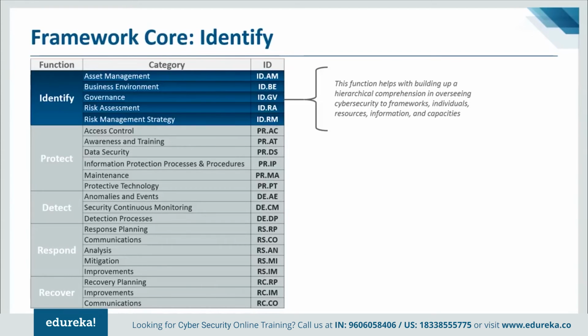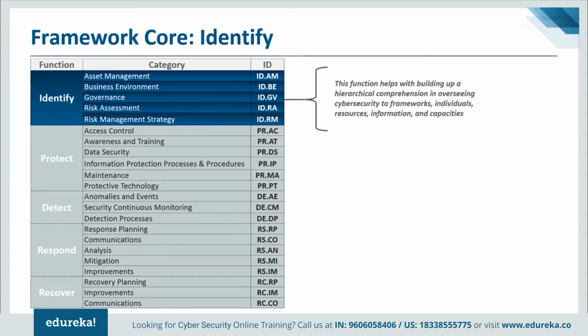So the first function is Identify. It helps develop an organizational understanding to manage cybersecurity risk to systems, people, assets, data, and capabilities. The activities in the Identify function are foundational for effective use of the framework.